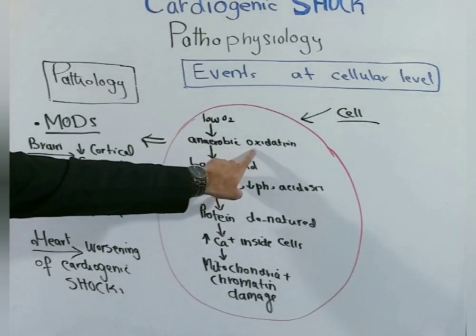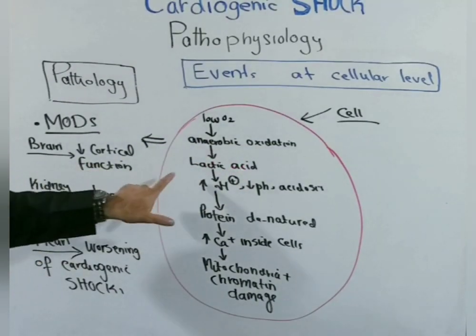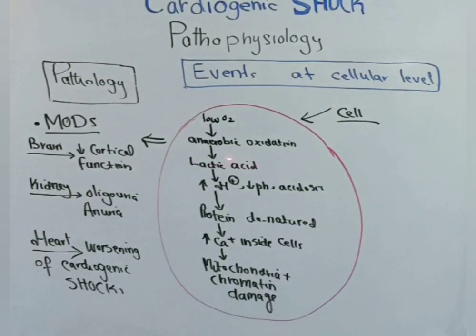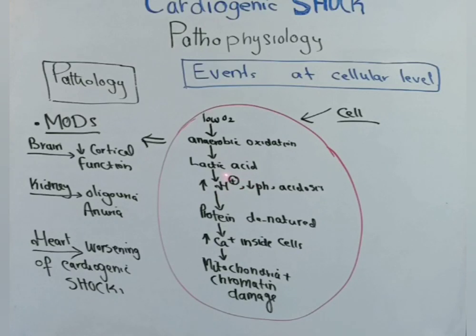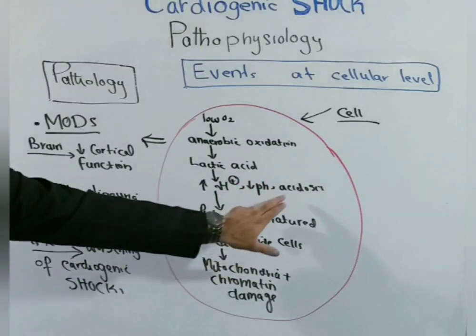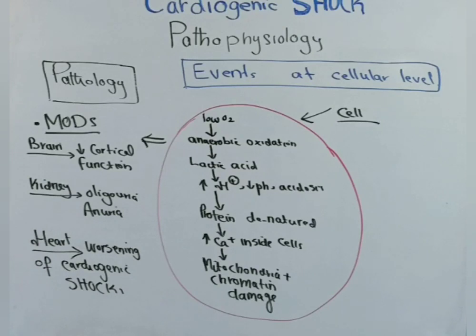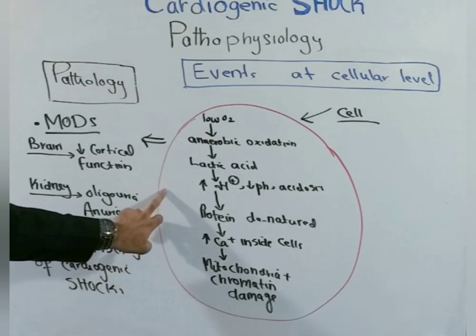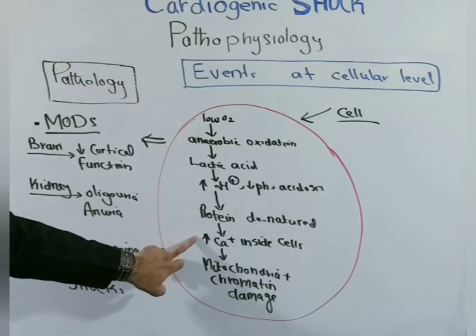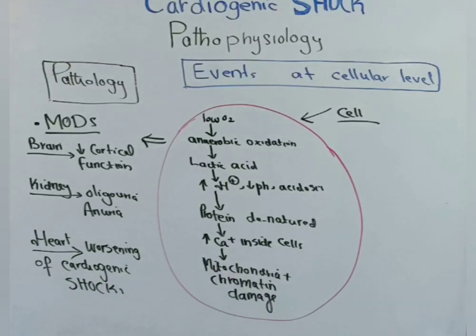There will be anaerobic oxidation. As a result, instead of the formation of pyruvic acid and ATP, there will be formation of lactic acid and ATP for the energy. So this lactic acid contributes to the increase in hydrogen ion, pH goes down, and lactic acidosis happens. A lot of lactic acidosis ultimately denatures protein, and that causes damage to the cell membranes, and a lot of calcium comes inside. Mitochondria and chromatin are damaged. Now there will be damage to the normal functioning of the cell.